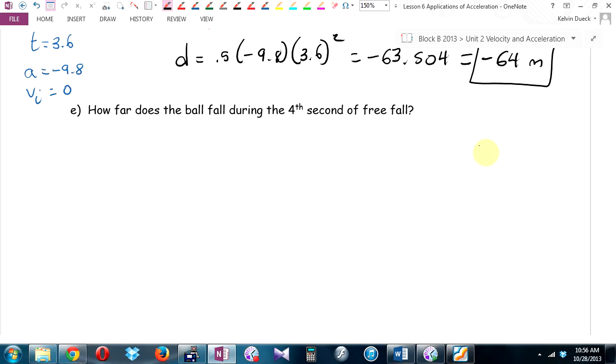Find the distance of the 3rd and 4th second. We're going to find the distance in the 3rd second and the distance in the 4th second. Instead of average, we're going to subtract. Let's suppose in the 4th second you've fallen 100 meters, and in the 3rd second, I'm making these up, you've fallen 80 meters. How far did you fall during the 4th second? That's the first issue. The second issue is that counting is going to make a difference.